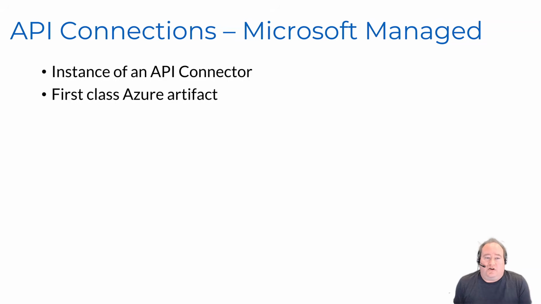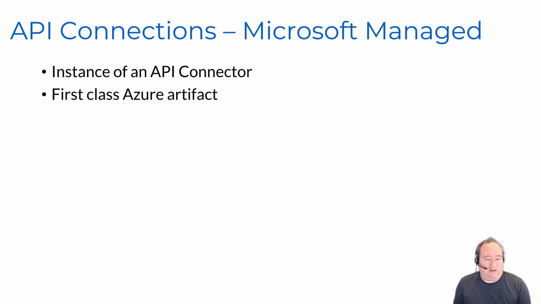Connections are going to be first-class Azure artifacts, which means they're going to be fully accessible through the portal. And while they feel like they belong to a logic app and they're generally created inside of a logic app, they very much are not a sole property of that logic app.